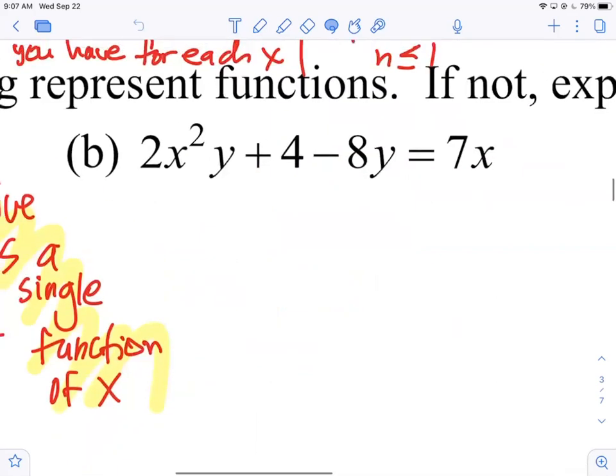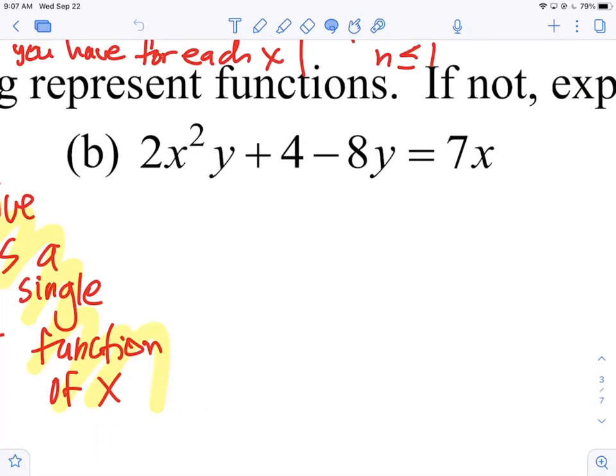Let's try it out on example B. This equation right here doesn't have f of x in it, but just because it's not solved for y or f of x doesn't mean it's not a function of x. If we do our little quick criteria here, it would appear that I have y to the first in the first term and y to the first in the second term. I have two y's, but they're both to the first power.